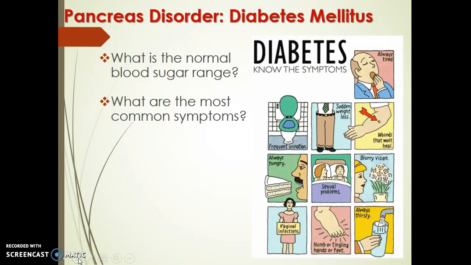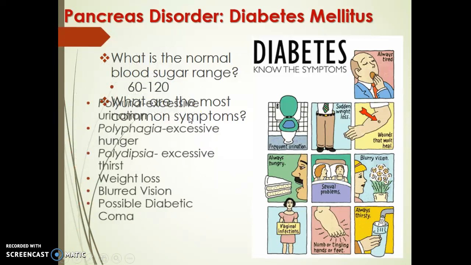All right, so next let's move on to pancreas disorders. Remember, pancreas has a lot to do with insulin and the regulation of sugar in the blood. So what's a normal blood sugar? If you were to check somebody's blood and use the machine to actually test their blood, what would be normal? 60 to 120 is a normal blood sugar range typically.